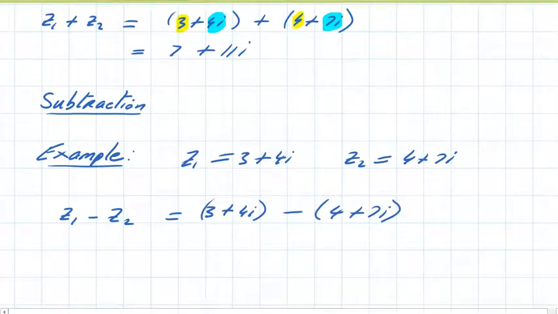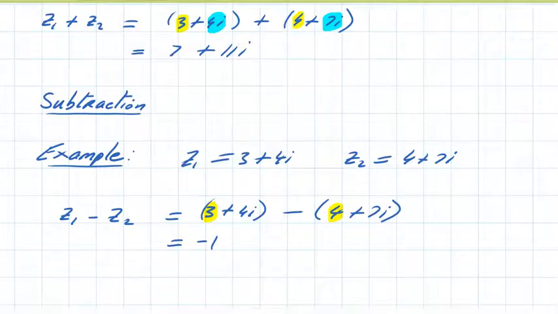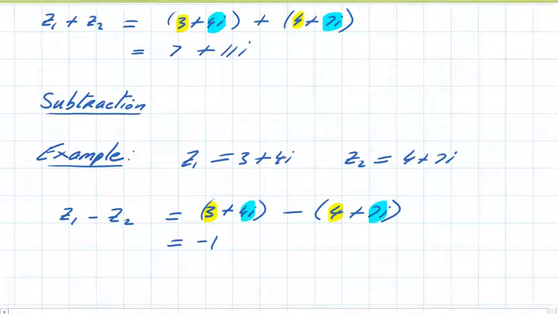And again, similar terms, like terms together. So 3 minus 4 is minus 1. That's the real parts taken care of. Now do the imaginary part separately. So 4i and 7i, that's a minus, of course, minus 7i, because there's a minus outside the bracket. So it's 4i minus 7i is minus 3i. And that's subtraction done.